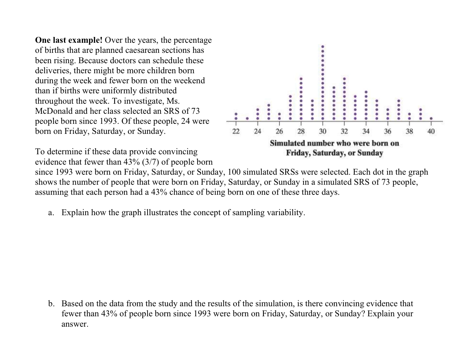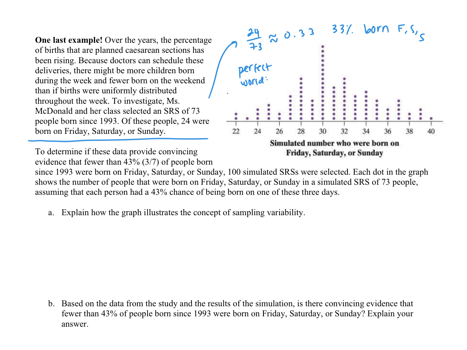So let's just stop right there. 24 out of 73 were born on a weekend, if we're considering Friday the weekend. That ends up being about 0.33. So about 33% are born on a Friday, Saturday, or a Sunday. Okay, in a perfect world, it should be 3 out of 7, right? 3 out of 7 days. 3 out of 7 is about 0.43.